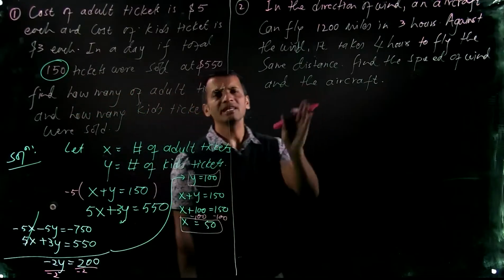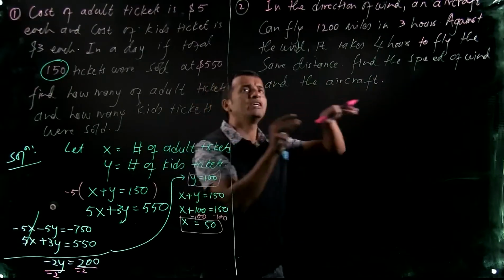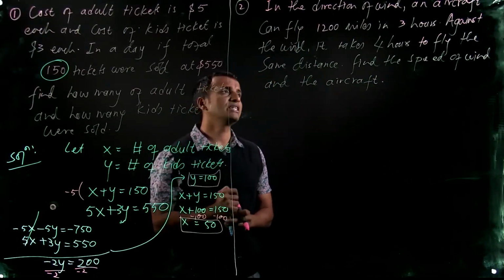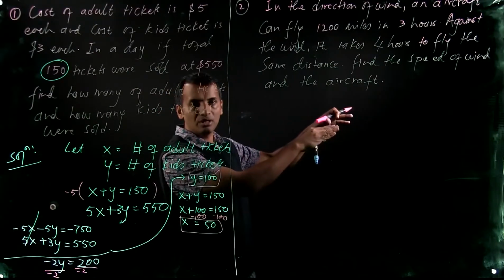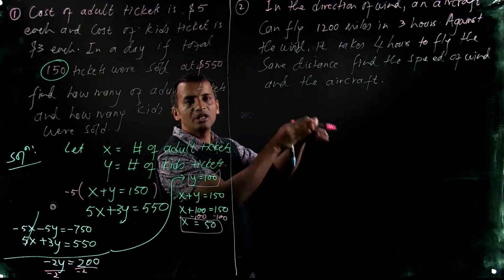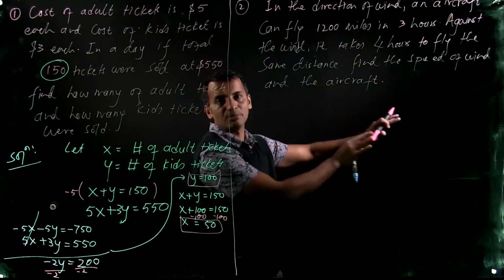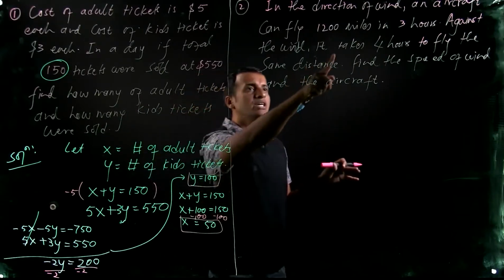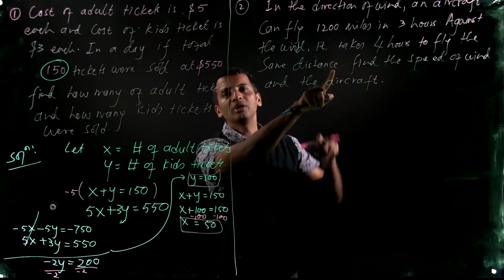All right. So in this example, what it says is: in the direction of the wind, an aircraft can fly 1200 miles in 3 hours. So when the aircraft flies in the direction of the wind, the net speed of the aircraft will be the speed of the aircraft plus the speed of the wind, because the wind will push the aircraft in the same direction, right? But it takes 4 hours to fly the same distance against the wind.